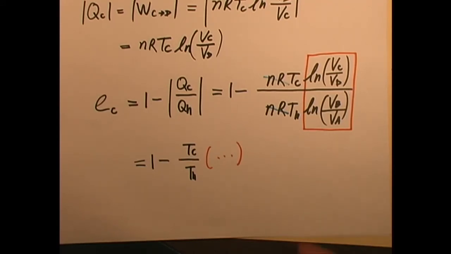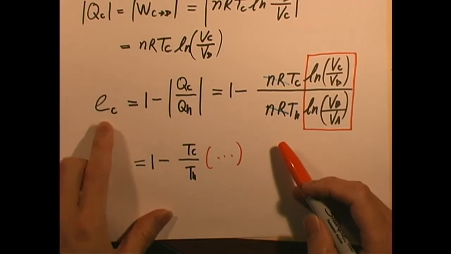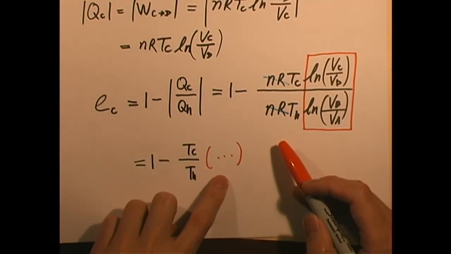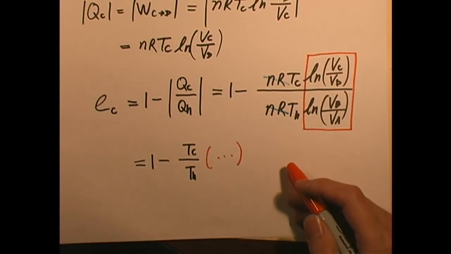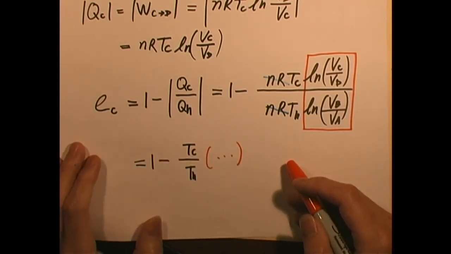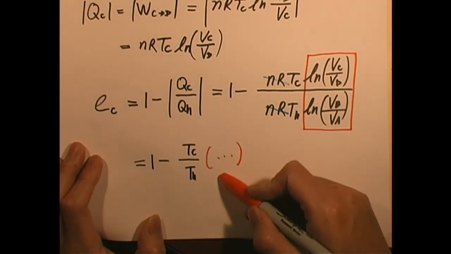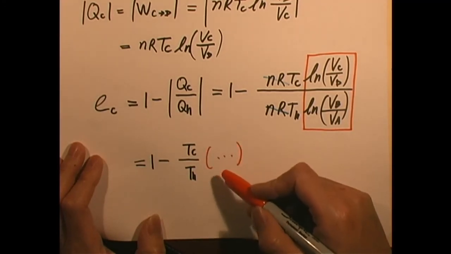First of all, the efficiency is less than 100%, and therefore, whatever that number is, it's got to be positive. It cannot have 0 or negative values. Otherwise, the efficiency would be greater than 1. You violate the first law of thermodynamics. So it's some positive number. But why do you think that number should be equal to 1?